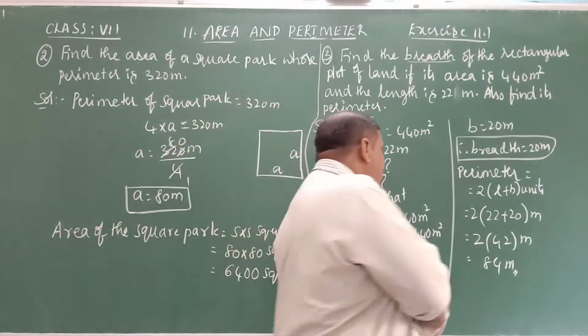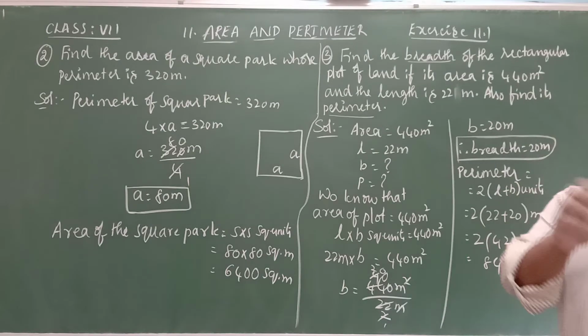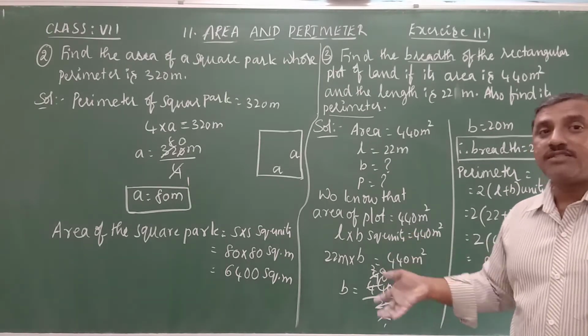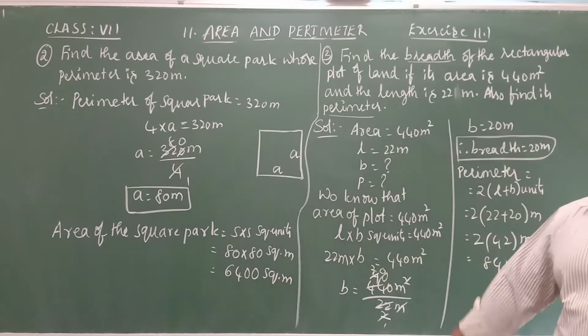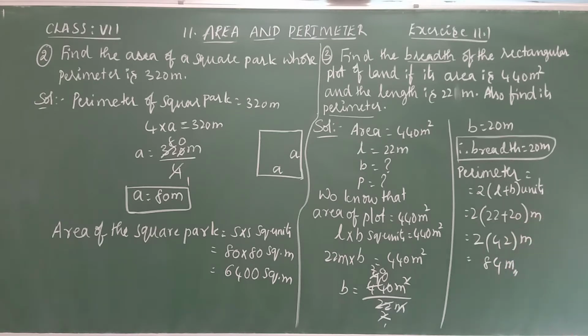So how do we find this perimeter? First we have to find its breadth, that is by dividing the area of the plot with the length of the plot. We get the breadth, which is 20 meters. Then apply the formula to find the perimeter of the rectangular plot as 2 into L plus B units. Substitute and simplify, you will get its perimeter as 84 meters. Is it clear, children? Yes.